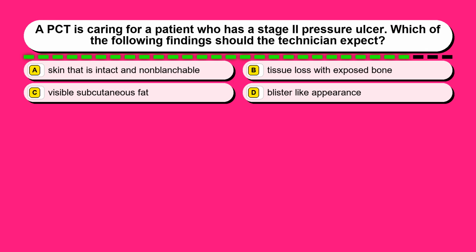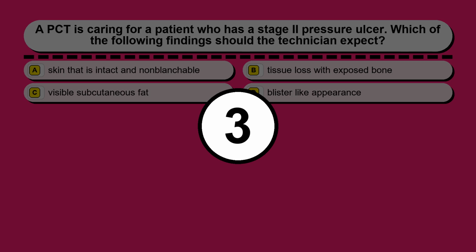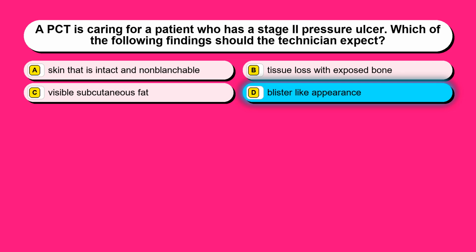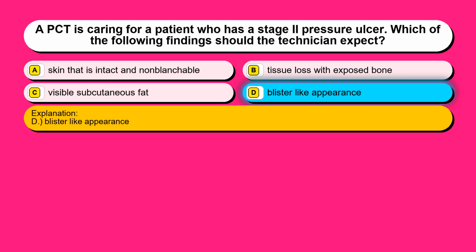A PCT is caring for a patient who has a stage 2 pressure ulcer. Which of the following findings should the technician expect? Option A, skin that is intact and non-blanchable. Option B, tissue loss with exposed bone. Option C, visible subcutaneous fat. Option D, blister-like appearance. The correct answer is option D, blister-like appearance. Question 52.